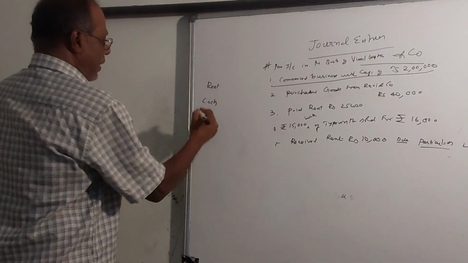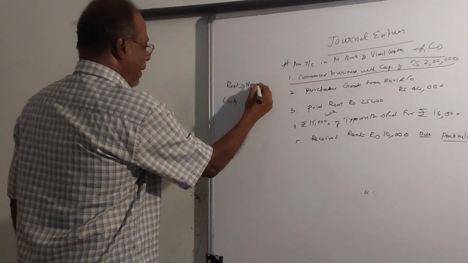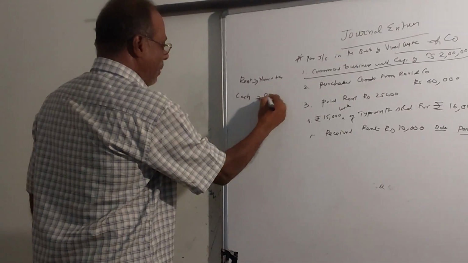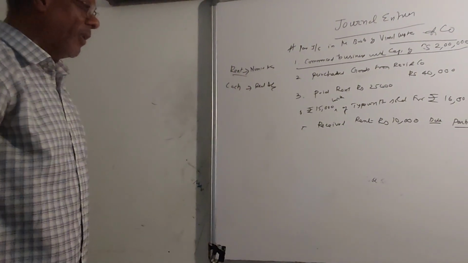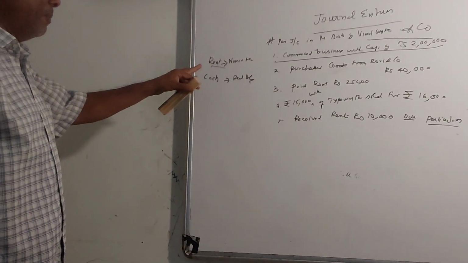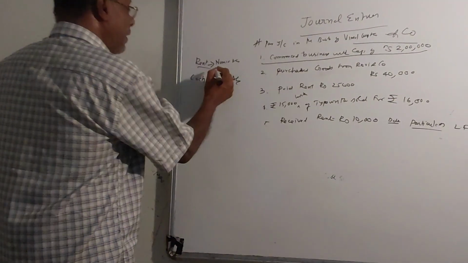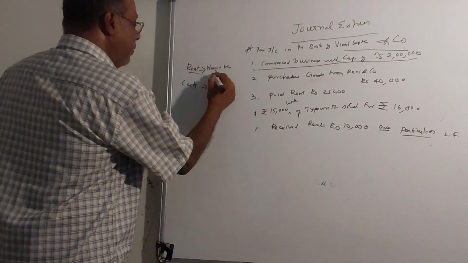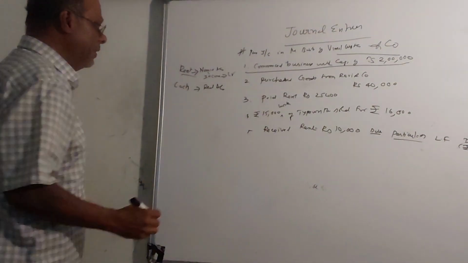Correct? Fine. Rent comes under which family? It's an income, nominal account. Cash comes under which family? Real account. You tell the nominal account rule. Debit all expenses and losses, credit incomes and gains. Is it an expense for him or income for him? He is receiving rent. It is not an expense for him. It is income. So according to the rule, credit all incomes, and that's why it is credited.